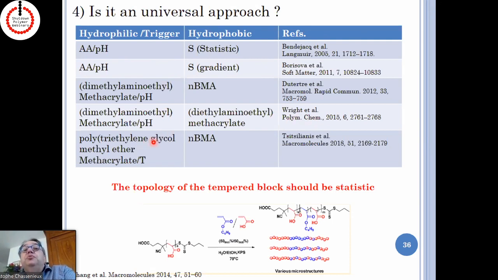And it's also possible to use other hydrophilic units which are no more sensitive to pH, but maybe to temperature. And this is work that we have done with Kostas Tsitsilianis in Greece. The main point here is that the distribution of the hydrophilic unit within the hydrophobic block must be very, very well controlled, because we have shown with the group of Bernadette Charleux quite a long time ago that if instead of having a statistical distribution of each unit within the hydrophobic block, you have a gradient distribution of both units within the hydrophobic block, this system was completely frozen.